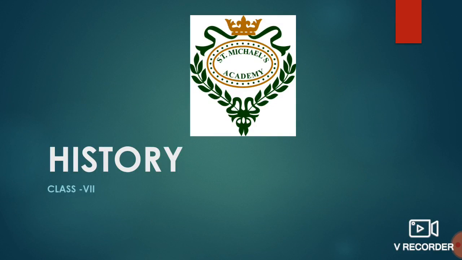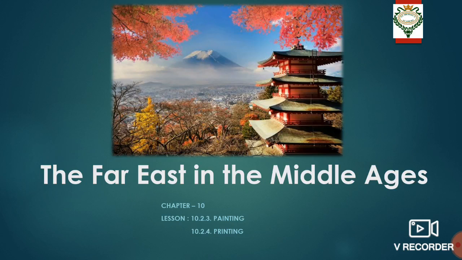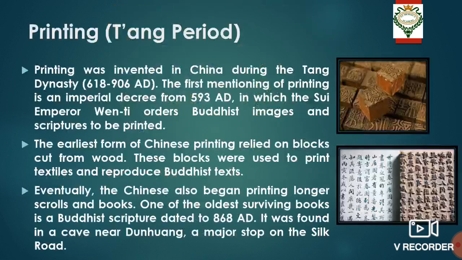Welcome to history class. We are reading chapter 10, The Far East in the Middle Ages. In today's class, we will learn about the painting and printing of Tang Dynasty. Let us know first about printing.